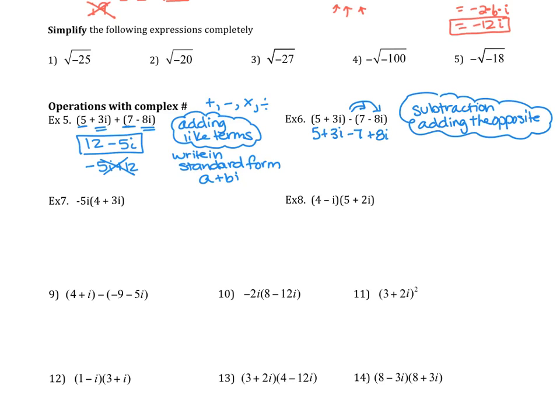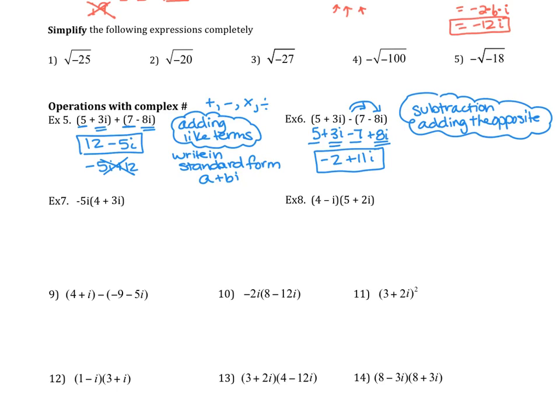Now this is a problem just like number 5. I'm going to add my like terms, combine my like terms. So in this case, I have 5 minus 7, and then my imaginary parts are 3i plus 8i. So when I do this, my 5 minus 7 is going to give me a -2, and 3 plus 8 will give me +11i. Again, I'm writing this in standard form. My imaginary part is second, my real part is first.